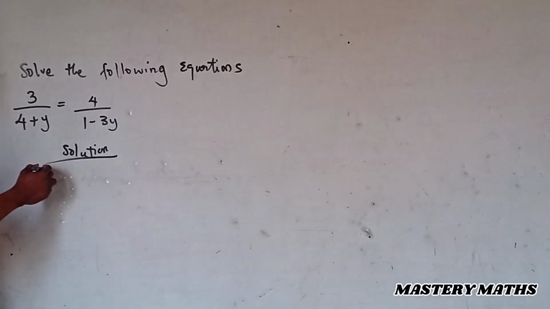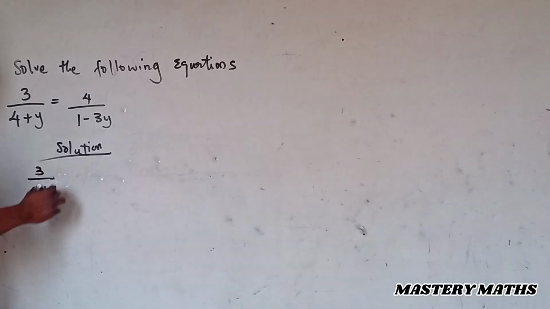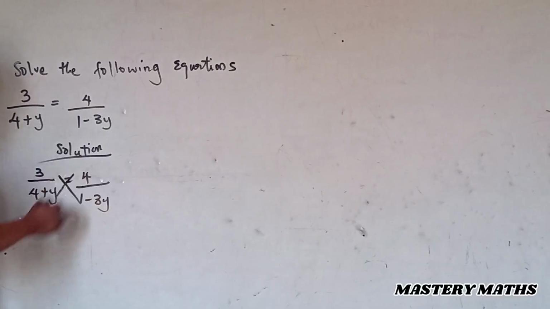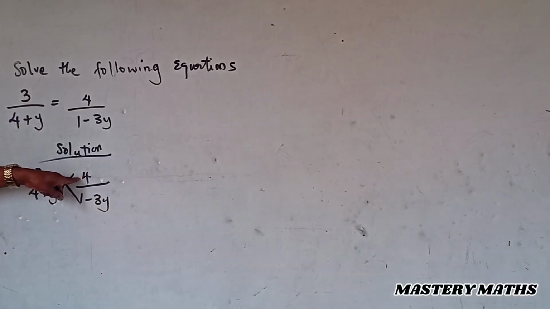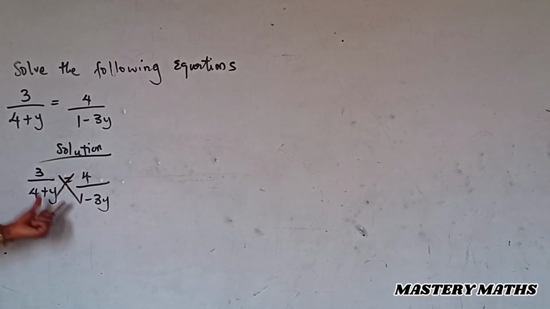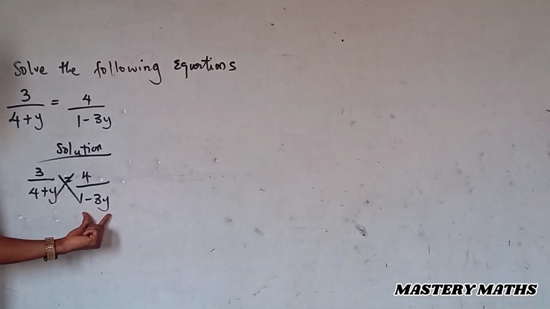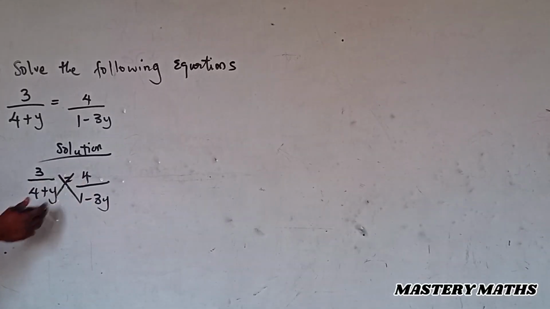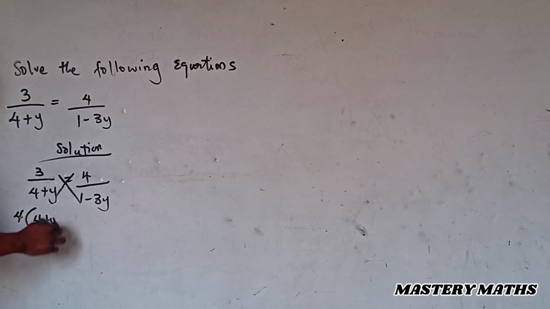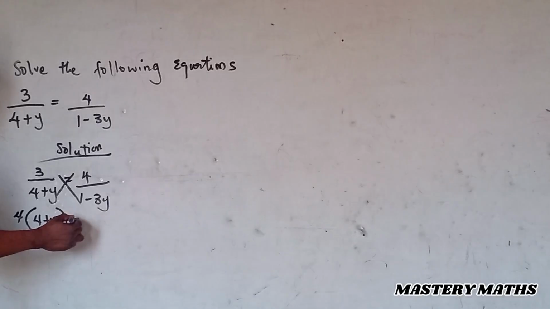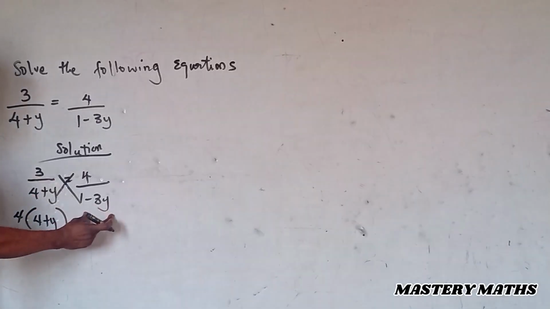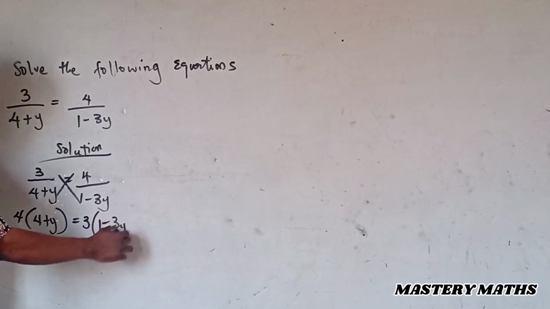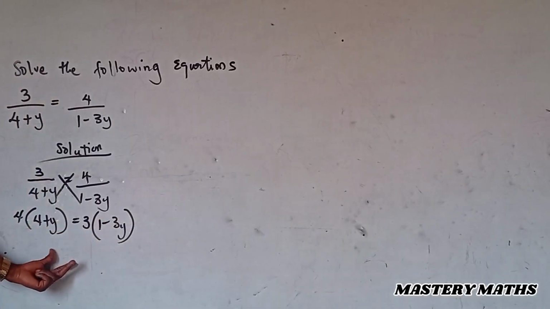I'll repeat the question. You have 3 over 4 plus y equal to 4 minus 1 minus 3y. Cross multiplication. You're using this 4 here to multiply everything here. Use this 3 here to multiply everything you have here. Now, let's multiply. You say your 4, you open the bracket, 4 plus y, you close the bracket. You have your equality sign. You use this 3 to multiply everything here. You have your 3, open the bracket, 1 minus 3y. Have you seen it? Very simple.